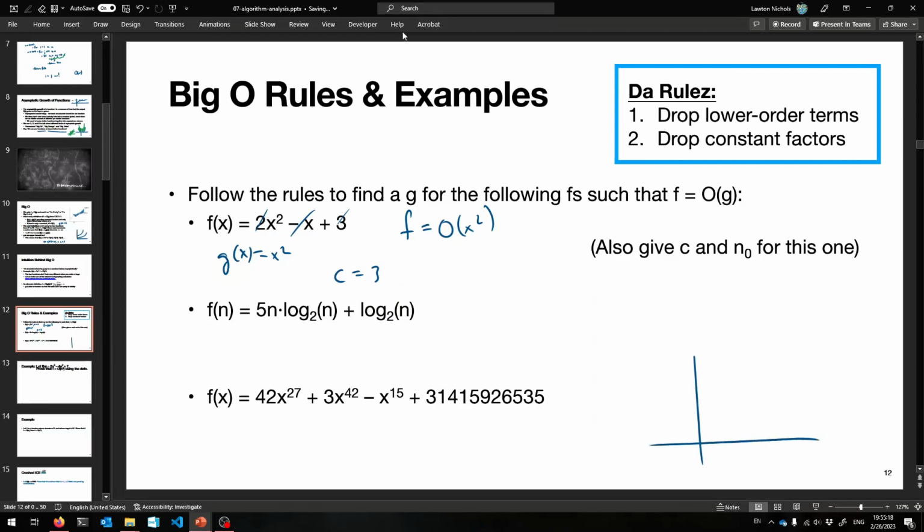And so again, the name of the game is f looks weird. We'd like to model it with, let me draw that better. F looks weird. We'd like to model it with some g. That looks slightly nicer. And we need to show that from some point onwards, and that point we call n naught, c times g always bounds above. It's always an upper bound for f, okay, from then onwards.